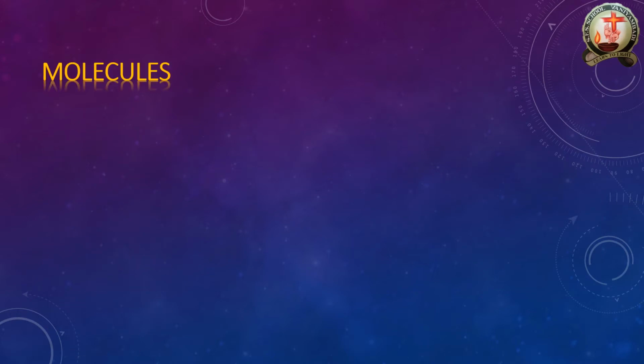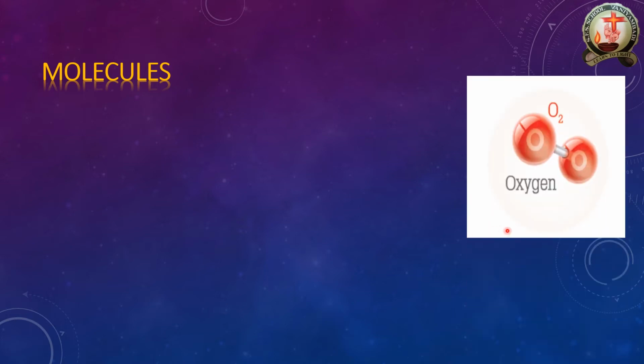Then the molecule. I already said a molecule is one or more different types of atoms combined together. How are the atoms combined to form a molecule? You have two atoms combined to form a molecule. See the molecule. What is this? This is an oxygen atom. Two of these combine to form a molecule.